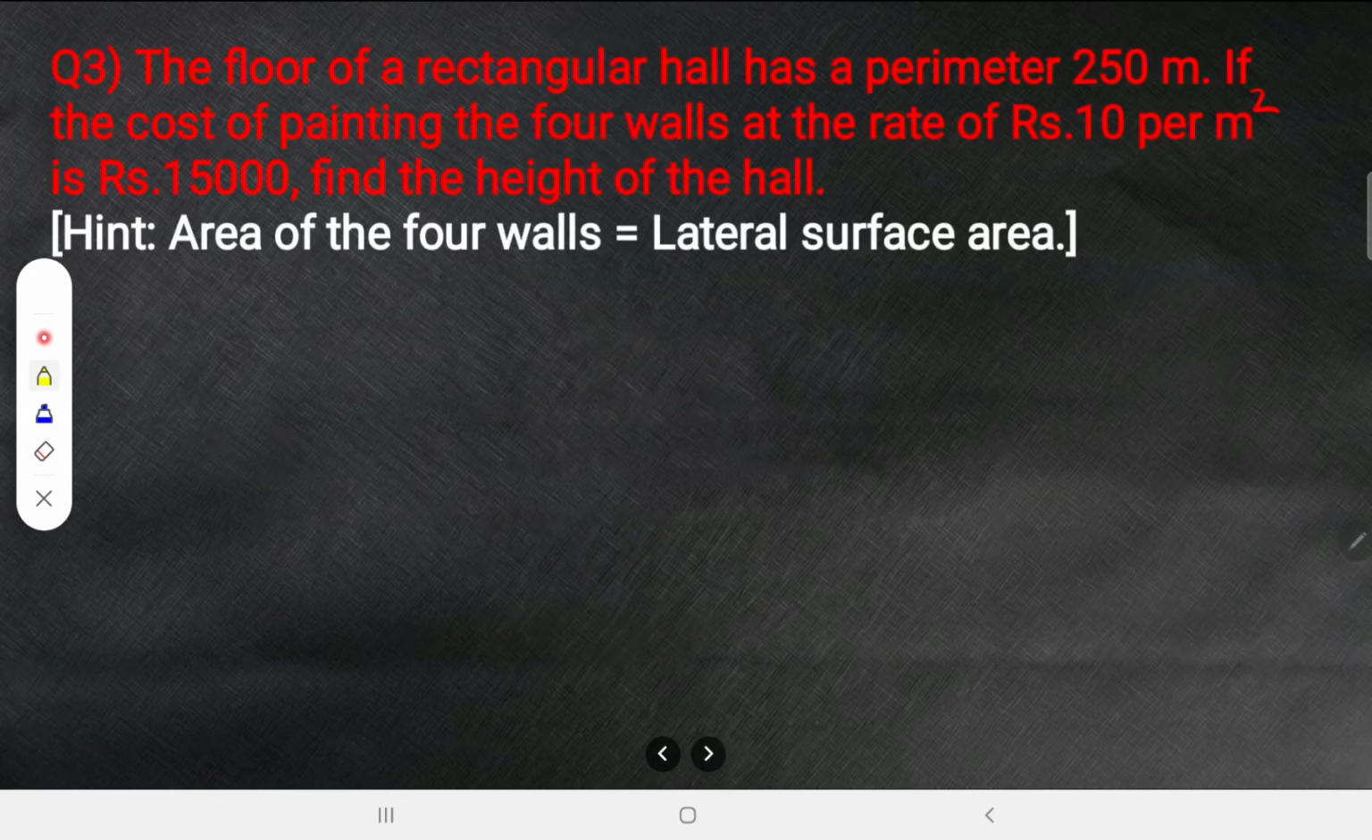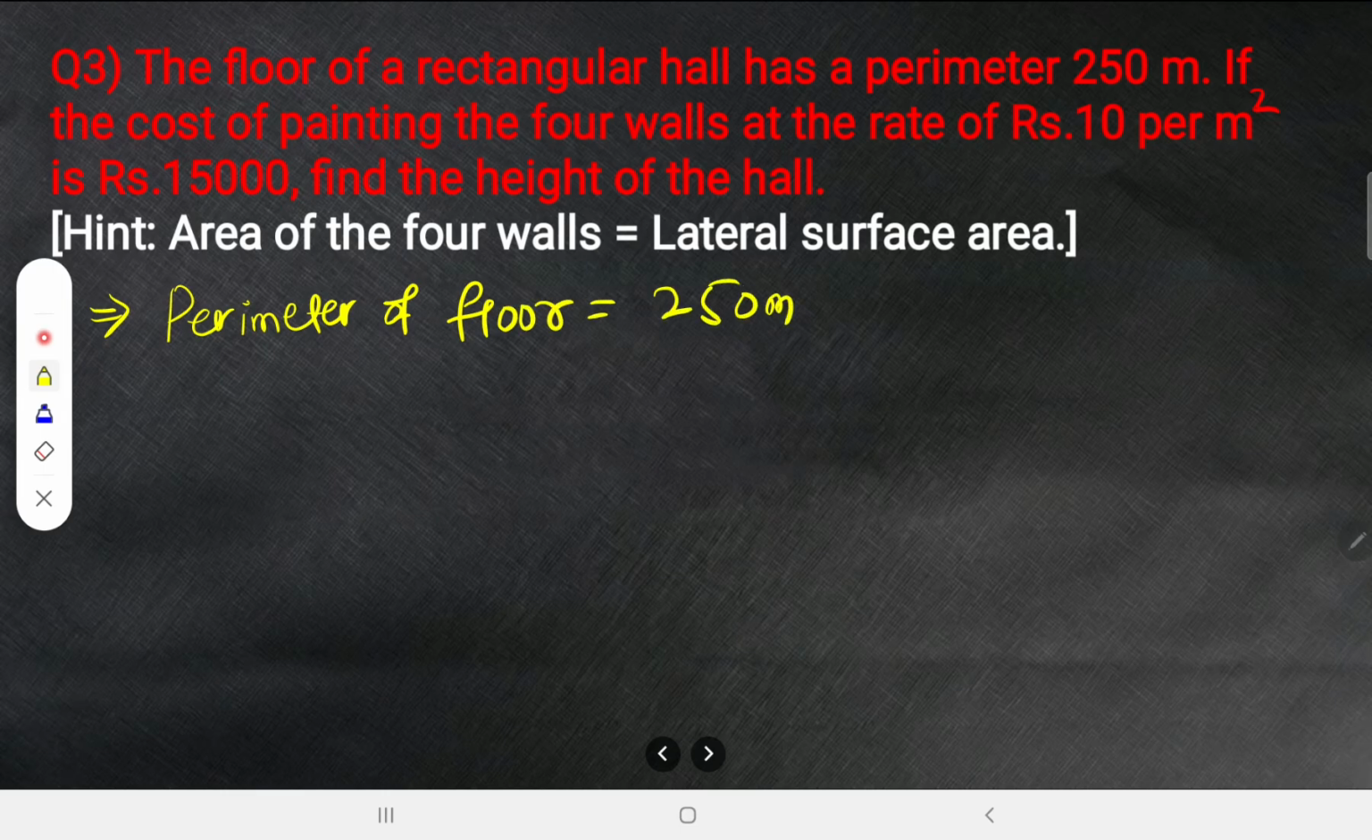Have a look at this question. This question says the floor of a rectangular hall has a perimeter of 250 meter. That means perimeter of the rectangular hall. So the perimeter of the floor is going to be 250 meter. All right. And they are saying if the cost of painting the 4 walls at the rate of 10 rupees per meter square, they want to paint only the walls.